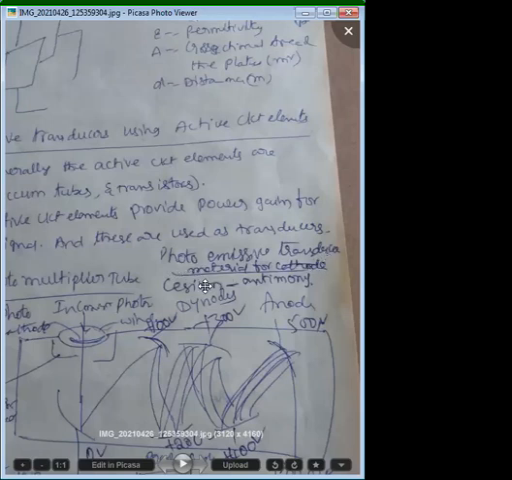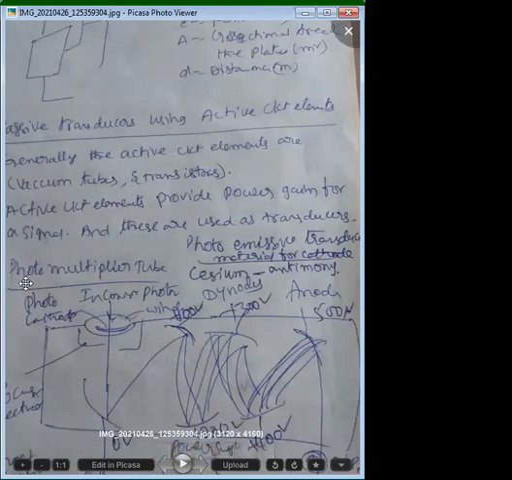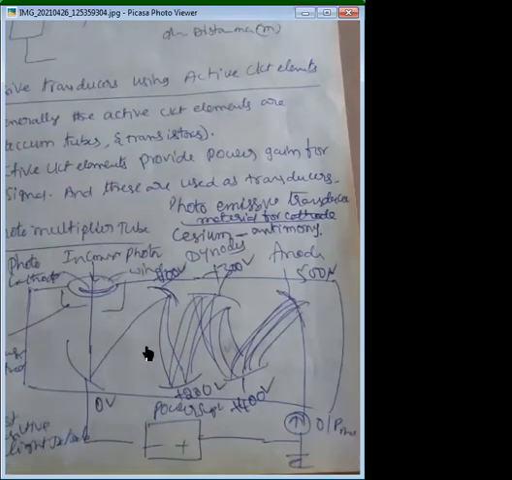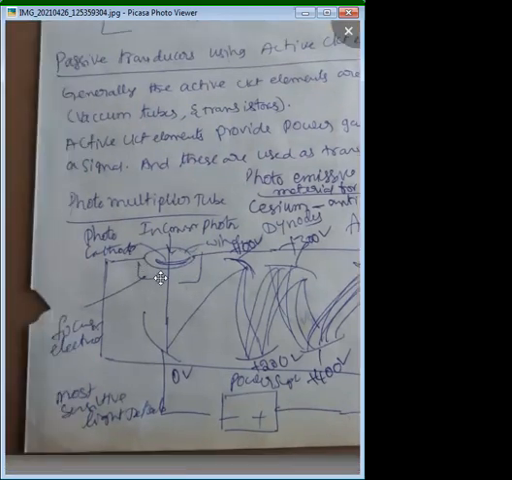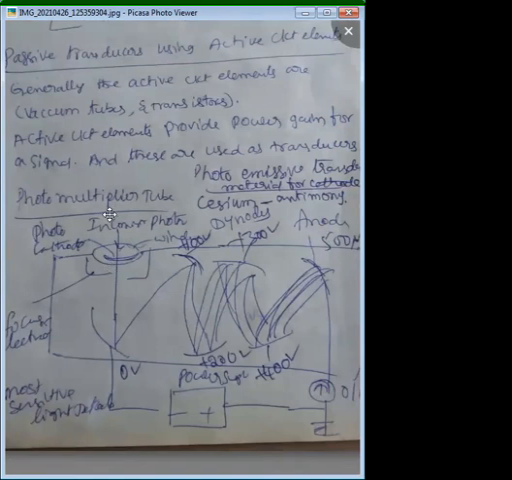The best example for the photoemissive transducer is a photomultiplier tube. The generated electrons are multiplied a number of times; the name itself indicates the multiplication of the induced electrons. If you see this figure, this is a photocathode, this is the window, this is the focusing electrode, and this is the incident photon energy.